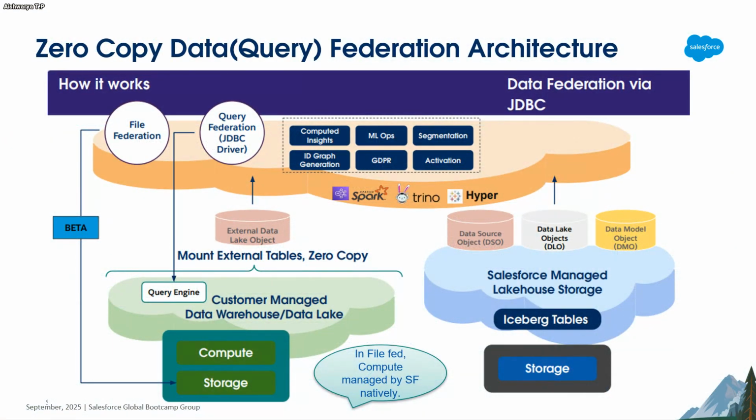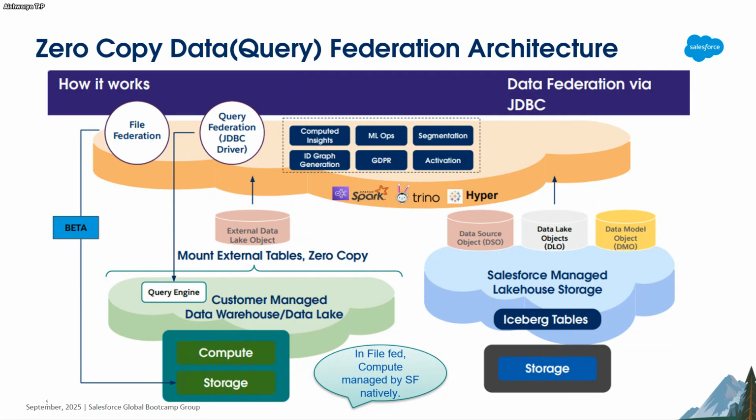What you are currently seeing is query federation, and you have two concepts here: query federation and file federation. For query federation, you have a direct connector with Snowflake. But in file federation, there are more complex things involved. You need to bring in AWS and some external catalogs. We'll discuss that later, but as of now, let's focus on query federation.